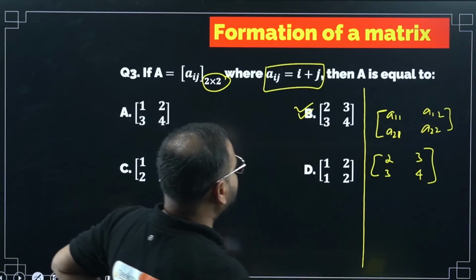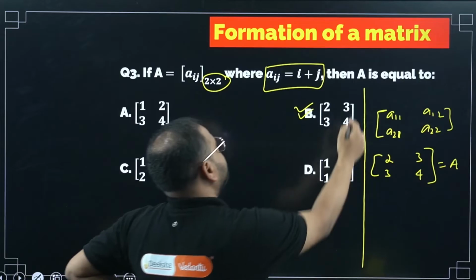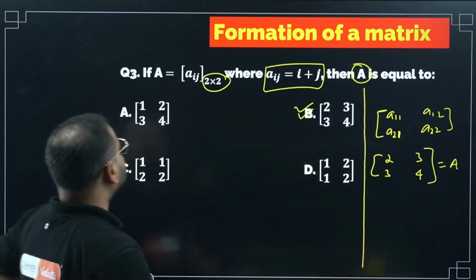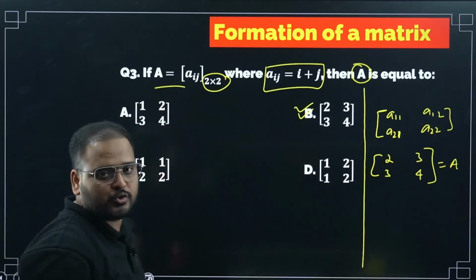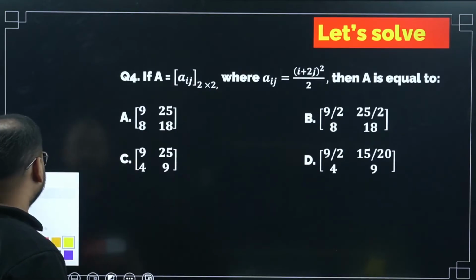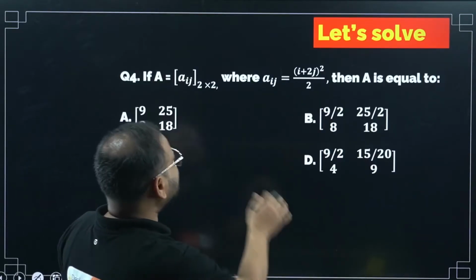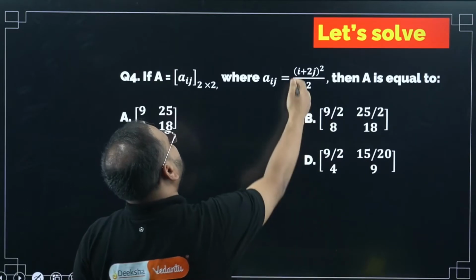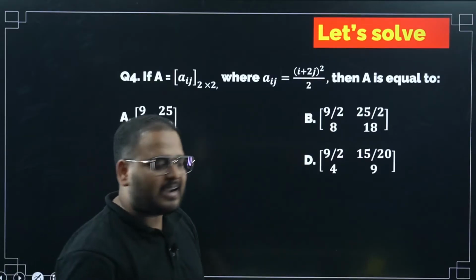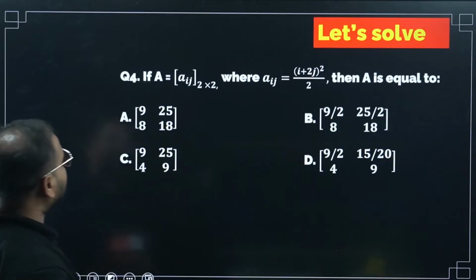Easy. This is my matrix A. They have written here: matrix A equals Aij, 2 cross 2. The order is given as 2 cross 2. Very simple. Continue. Next question. Again, it is the very same question, they just gave a different statement for defining the element. Let's write it down.